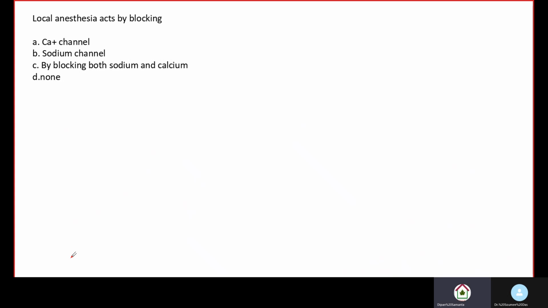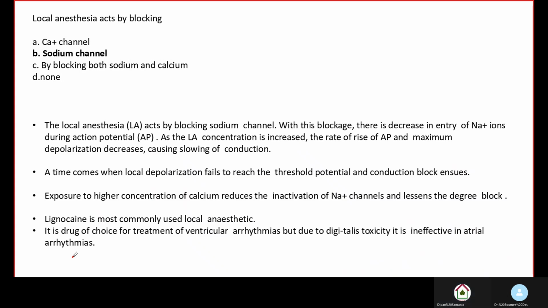Okay, next question. Local anesthesia acts by blocking calcium channel, sodium channel, both sodium and calcium channel, none of this. Local anesthesia acts by blocking the sodium channel, a very important mechanism. With this blockade, there is a decrease in entry of sodium ions into the cells during action potential.